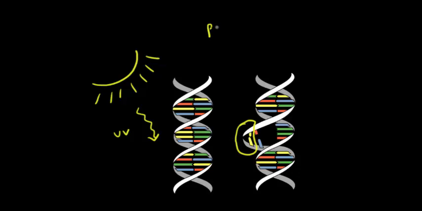And that's called a pyrimidine dimer. A dimer is simply when you have two molecules that are identical, that are stuck to each other. Pyrimidine tells us that it can be two thymines that are stuck together, or it can be two cytosines that are stuck together. And UV rays cause the formation of pyrimidine dimers.